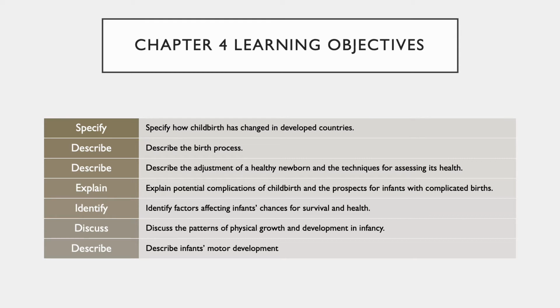By the end of this chapter, you should be able to specify how childbirth has changed in developed countries, describe the birth process, describe the adjustment of a healthy newborn and the techniques for assessing its health, explain potential complications of childbirth and the products for infants with complicated births, identify factors affecting infants' chances for survival and health, discuss the patterns of physical growth and development in infancy, and describe infants' motor development.